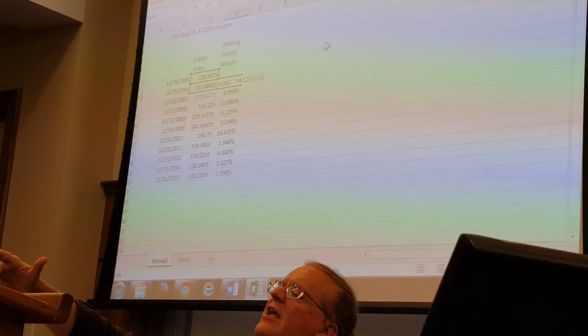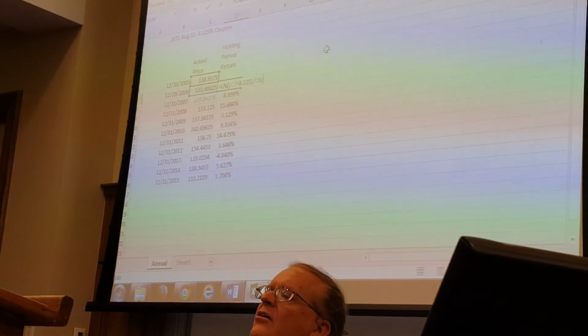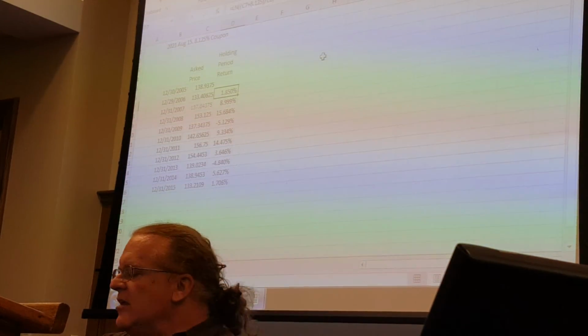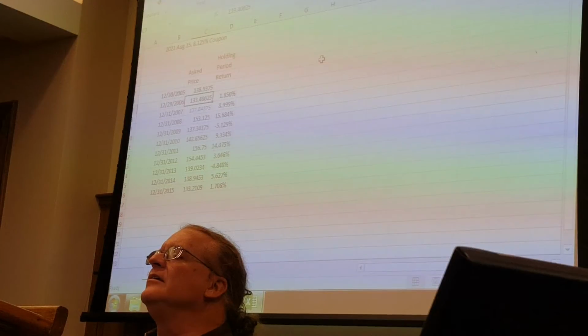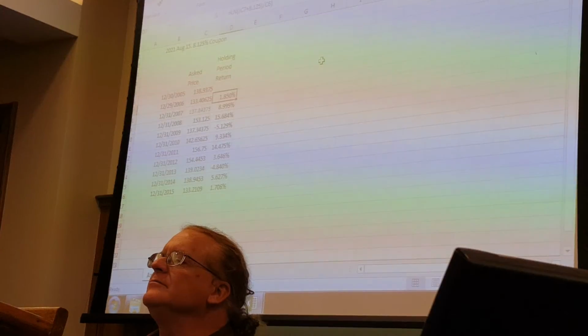So I take the ask price at the end of that period, that 133.406, that's in cell C7, plus 8.125, and then I divide that by the beginning price, the price we would have paid for it if we had bought it on December 30th, 2005, 138.9375. That gives me the holding period return for 2006, which was 1.85%. You can see the price of that bond dropped quite a bit. It was partially overcome by the coupon payment.